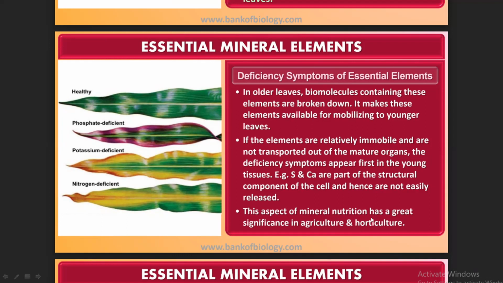The aspect of mineral nutrition has a great significance in agriculture and horticulture. So this mineral nutrition is very important in agriculture and horticulture. Therefore, whenever a farmer plans on growing a new plant, first he will do the test of soil. He will try to test what is missing in the soil, what is there more in the soil. Based on that, he will apply the fertilizer or nutrients. Simply, if there is already more nitrogen, if you put more nitrogen, it will show some other effects.